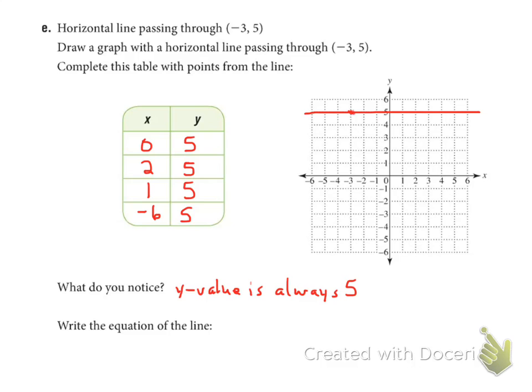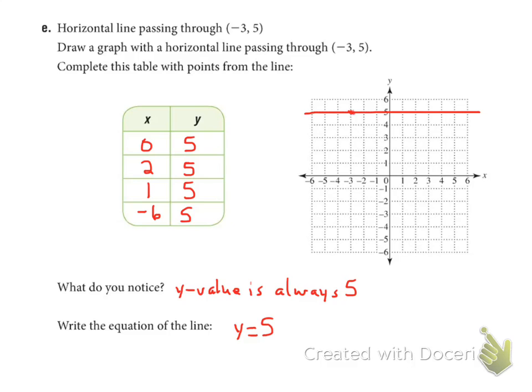So write the equation of the line. We can say that same thing in an equation when we say y is equal to 5. So there's the equation of your line. Oh shoot, that was easier than I thought. Yeah, that wasn't so bad after all.